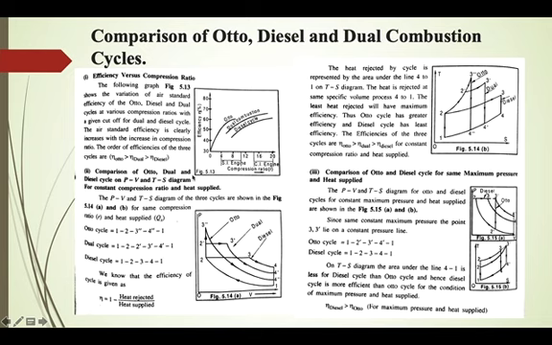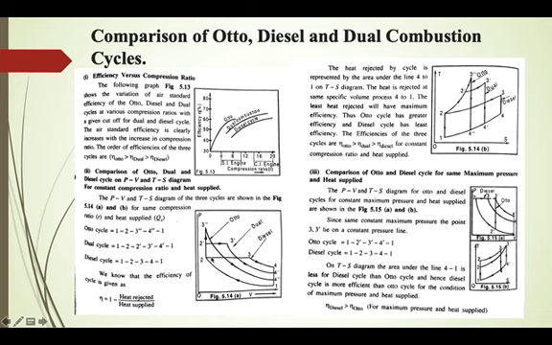Now comparison of the Otto, dual and diesel cycles for constant compression ratio and heat supply. That is, the compression ratio is constant. All cycles have the same compression ratio and the same heat supply. Now let us see the PV and TS diagram for the same. In this PV diagram, 1, 2, 3, 4 represents the diesel cycle, because 1 to 2 is reversible adiabatic compression, 2 to 3 is constant pressure heat addition, 3 to 4 is reversible adiabatic expansion, and 4 to 1 is constant volume heat rejection. So 1, 2, 3, 4 is the diesel cycle.